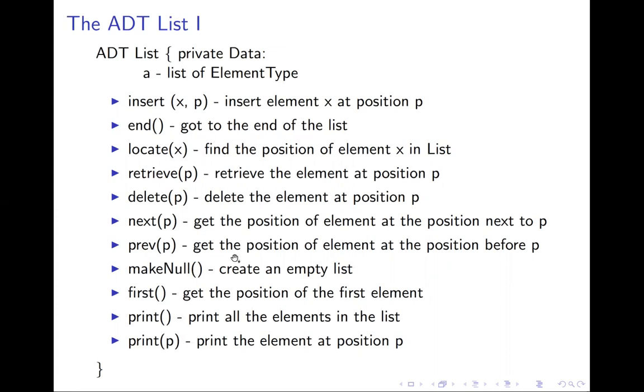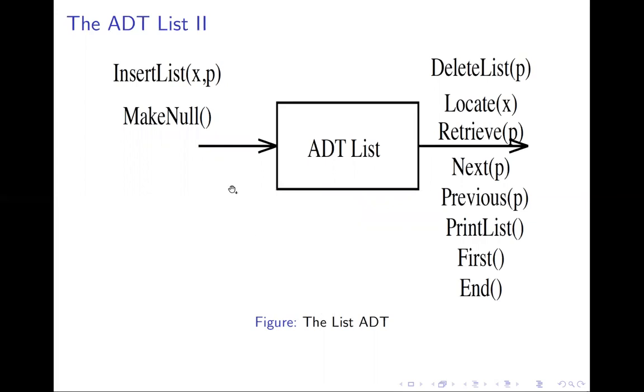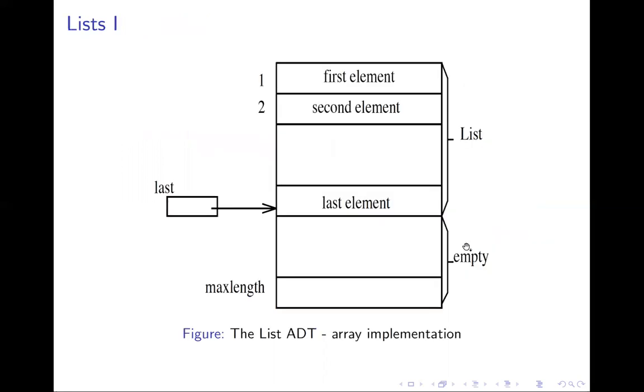So this is a general list where I can insert anywhere, delete anywhere, retrieve any element from anywhere, print the entire list, create an empty list, find the first element in the list, and so on. If you look at it from a different perspective, these are the operations where you put something into the list, and all these operations retrieve various things about the list, or modify the list for that matter.